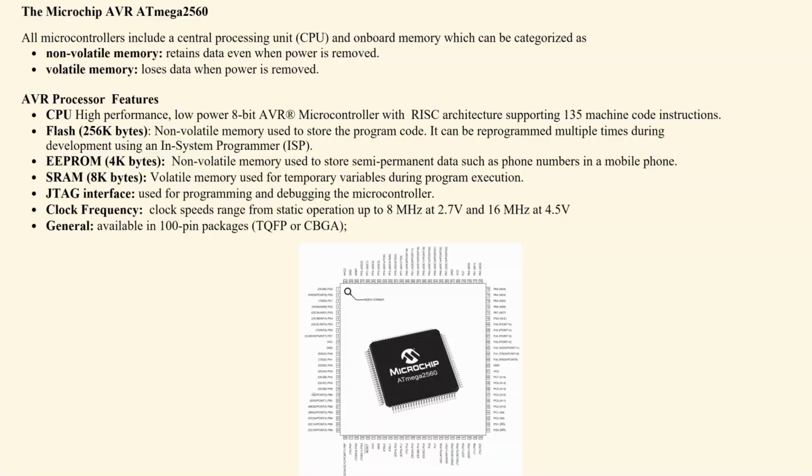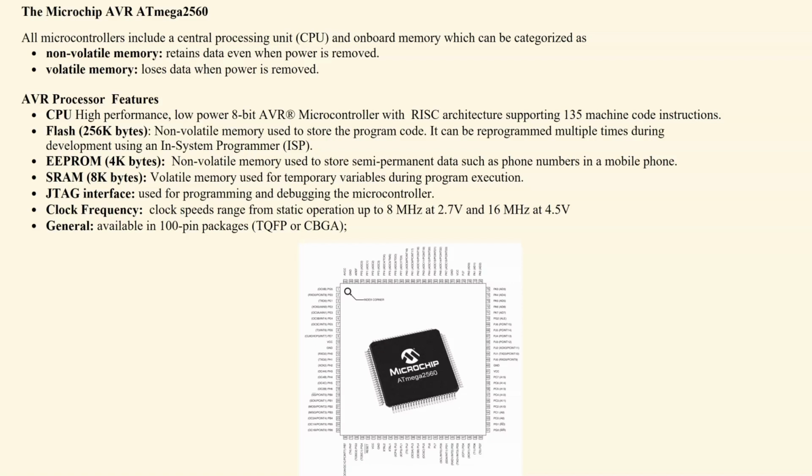The ATmega2560 can be broken down into two parts. The first part is the CPU and memory. The second part is the onboard devices. The AVR uses a RISC processor with 135 machine code instructions and 3 memory systems. There's 256K flash for program storage, 4K EEPROM for semi-permanent storage, and 8K SRAM for variables used by the program.